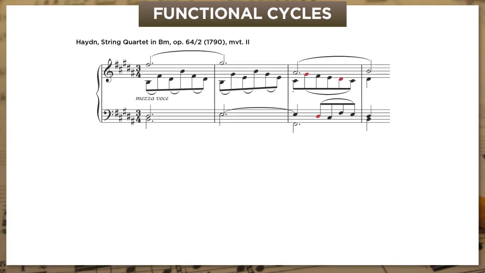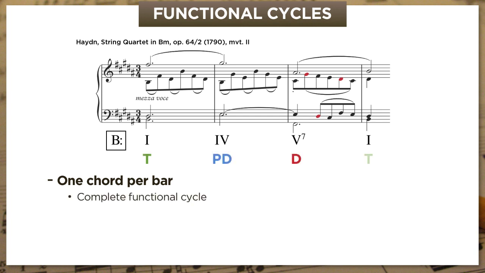And we're going to start with just about the simplest example I could find. Here's the opening of the slow movement from Haydn's second Opus 64 string quartet. And as this analysis shows, Haydn moves at the rate of 1 chord per bar, and these together create a complete functional cycle. Tonic, predominant, dominant, tonic. So here's your first listen.